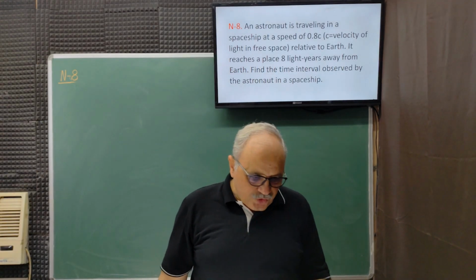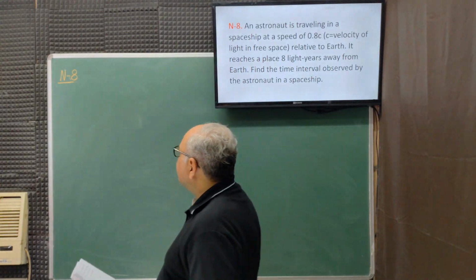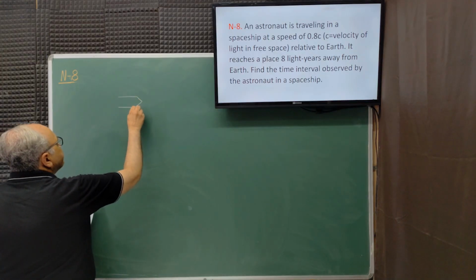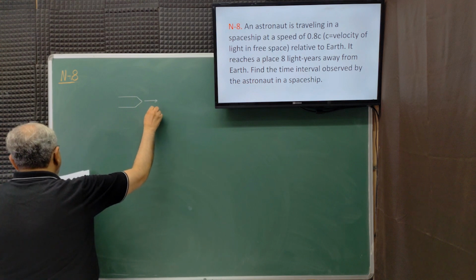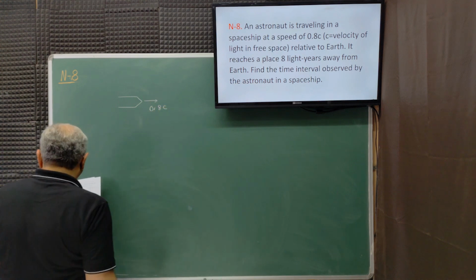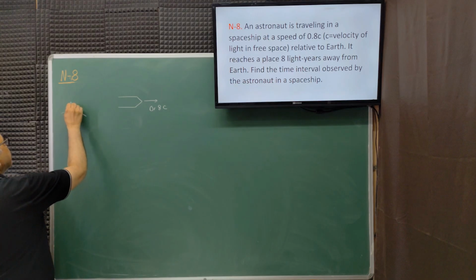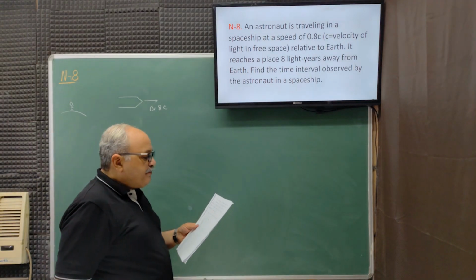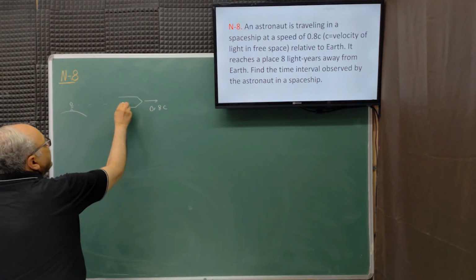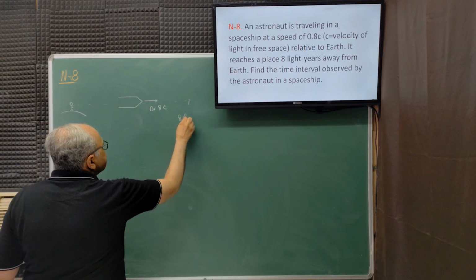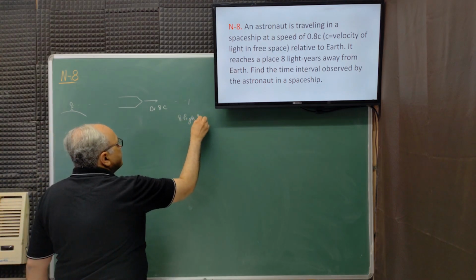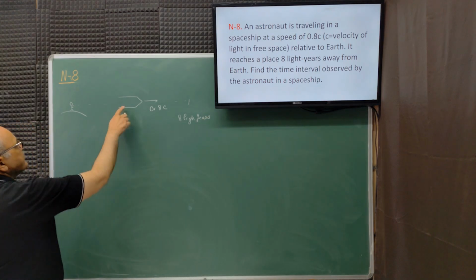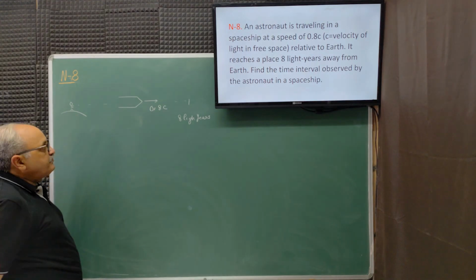Now let's take the 8th question. In the 8th question, it is said that an astronaut is traveling in a spaceship with a speed of 0.8 c. A person on Earth observes that it reaches a place that is 8 light years away from here. And for this man, the spaceship is going with the velocity 0.8 c.